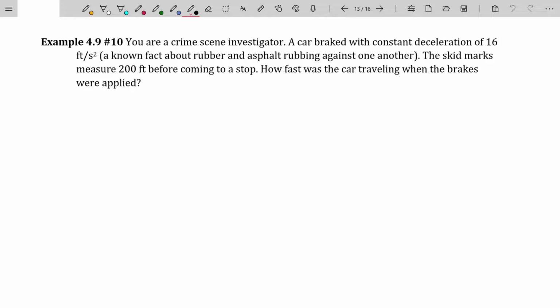And you measure out the skid marks that were left there, and they're 200 feet long before the car came to a complete stop. Okay, and it didn't hit a tree or anything like that, so it was just a skid mark of 200 feet long, and that's it. How fast was the car traveling when the brakes were applied? You can actually solve that now.